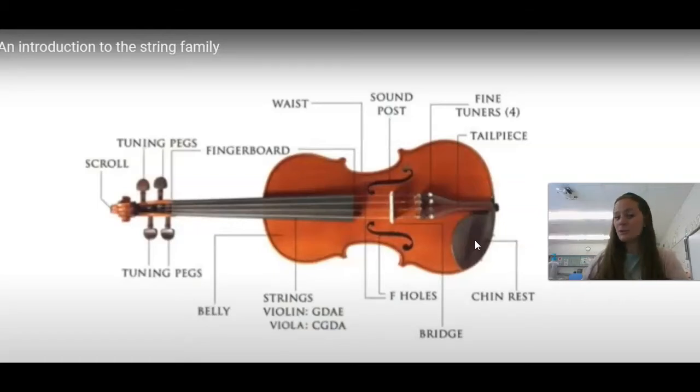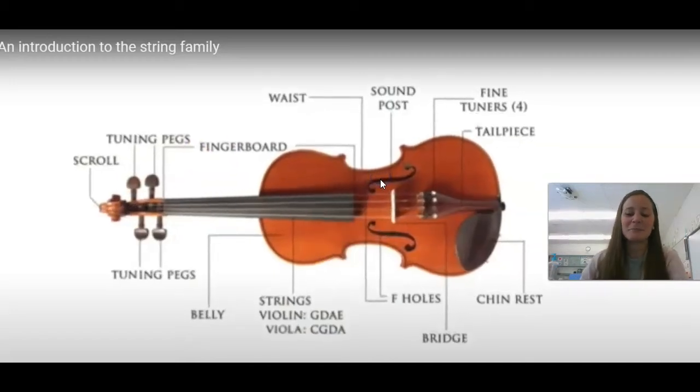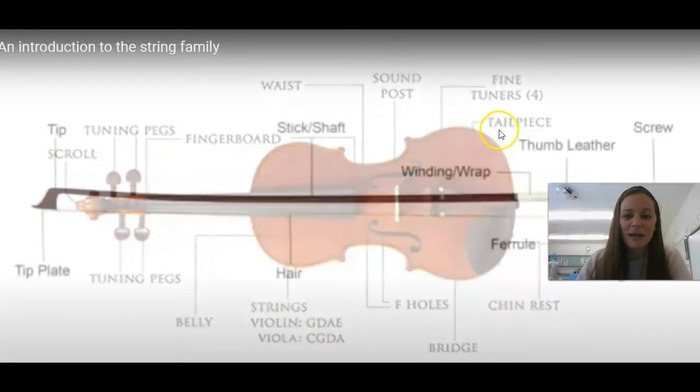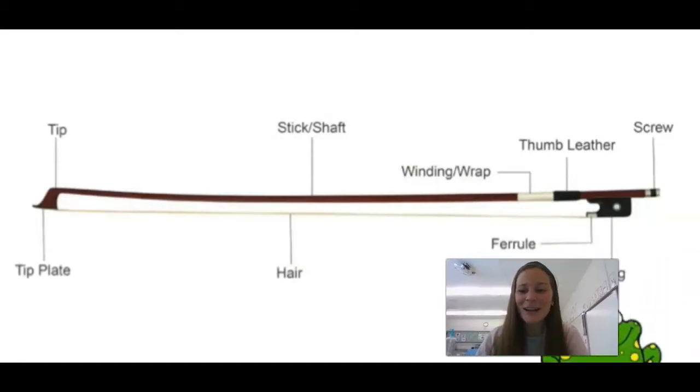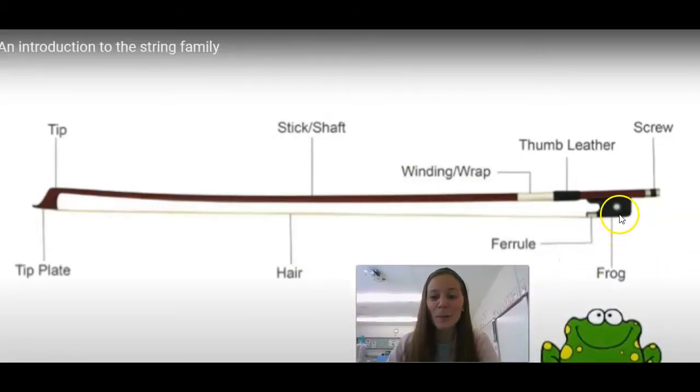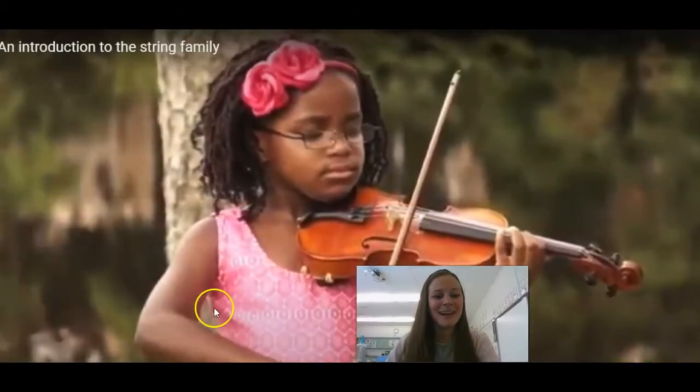And very similar to the ukulele, same thing. We have our tuning pegs. They call it a scroll. On a ukulele, we call it a head. Here they have it labeled as a belly. On the ukulele, we call it a body. Basically the same thing. All right, and here is an example of that bow that I talked about, right? Oh, there's our frog again, because actually a part of a bow is called the frog. Isn't that funny?